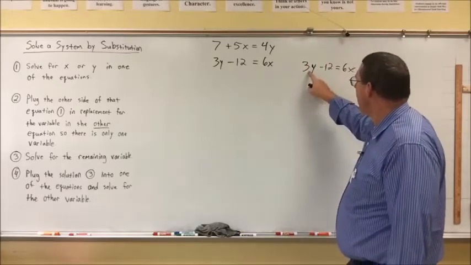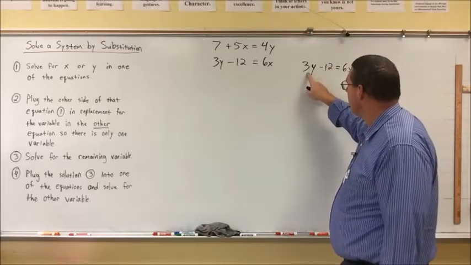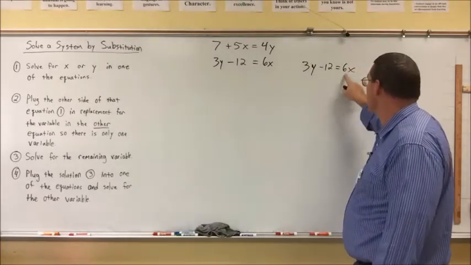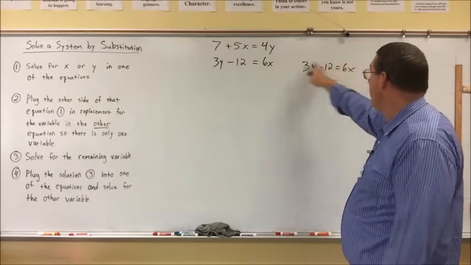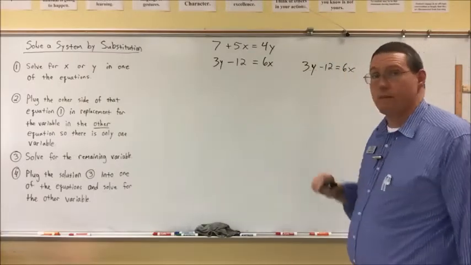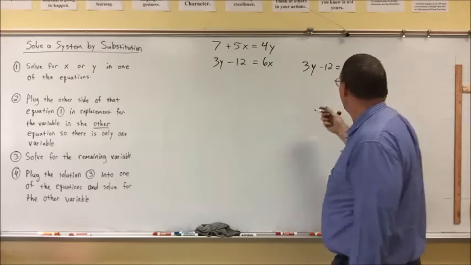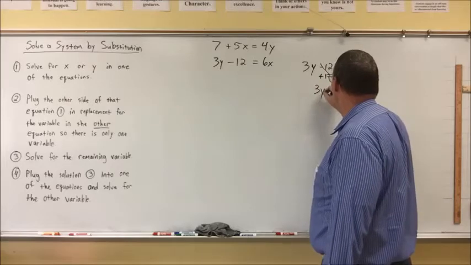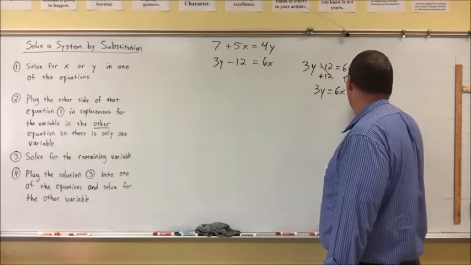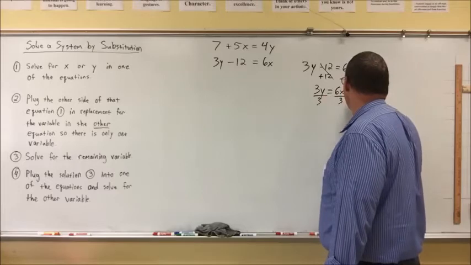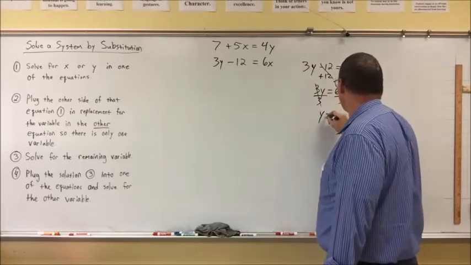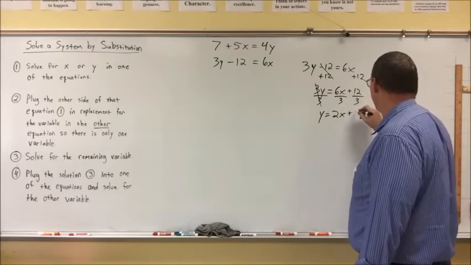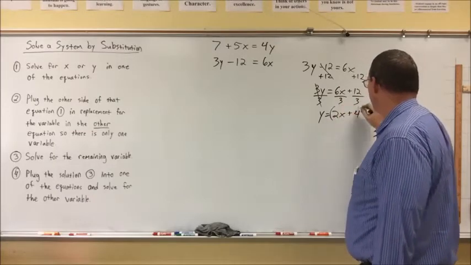But if I solve for y here, if I divide by 3 here, 3 divided by 3 is 1, negative 12 divided by 3 is negative 4, and 6 divided by 3 is 2. So I won't have any fractions if I solve for y in this equation right here. So that's what I'm going to do. First, I'm going to add 12 to both sides. Add 12, cancel, and I get 3y is equal to 6x plus 12. Then I'm going to divide by 3 in all the terms, and I get y is equal to 6 divided by 3 is 2x plus 12 divided by 3 is 4. And now I have a solution for y.